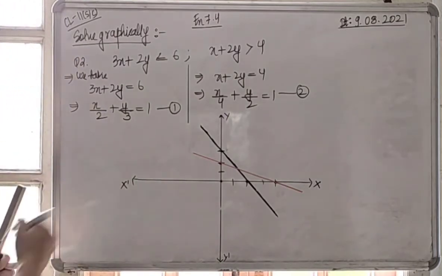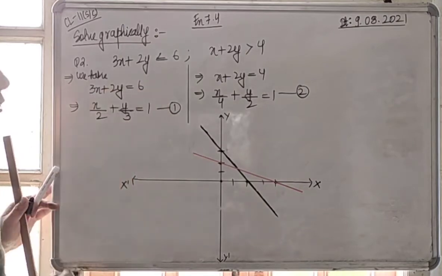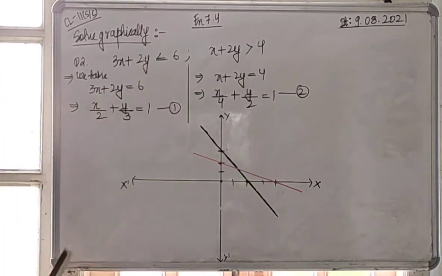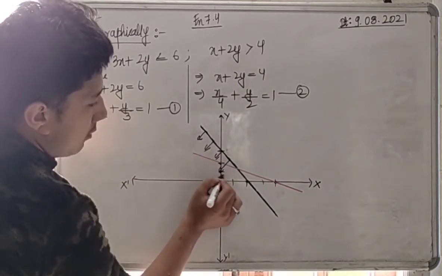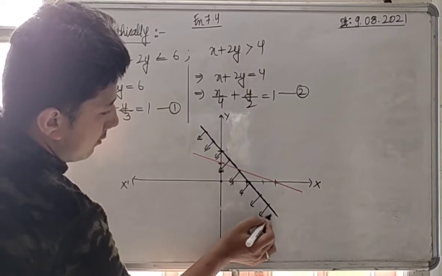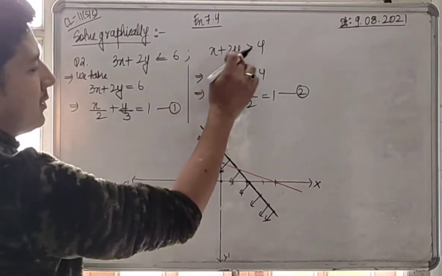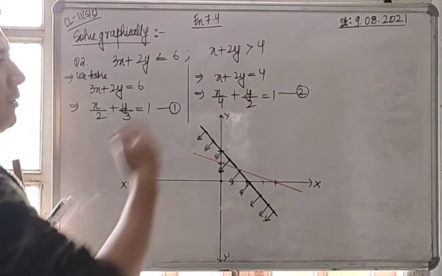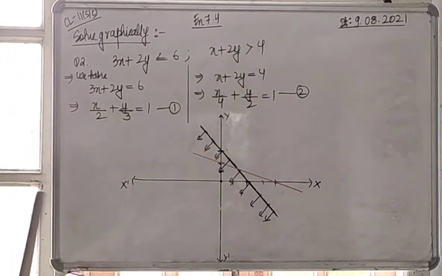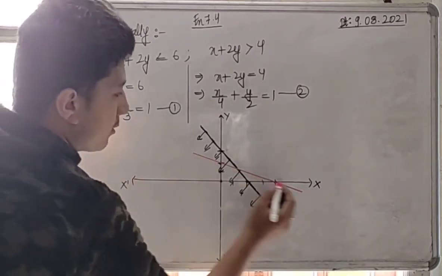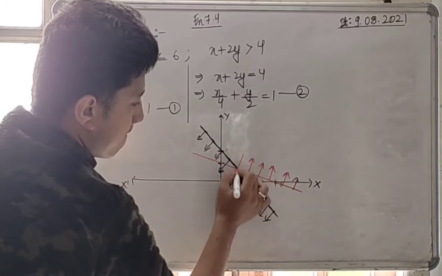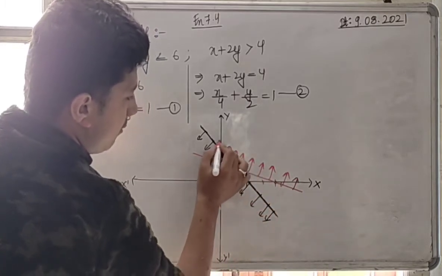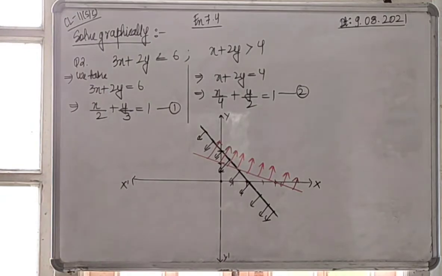Now let's check. So you put 0 out here. This is 0 plus 0 is less than or equal to 6, which means it will be towards the origin, something like this. Okay, when you put 0 and 0 out here, it is false, because 0 plus 0 is 0 and 0 is never greater than 4, so it will be away from the origin. Away from the origin means this. That's it. Okay, so this completes the answer. So please pause the video and note it down properly.